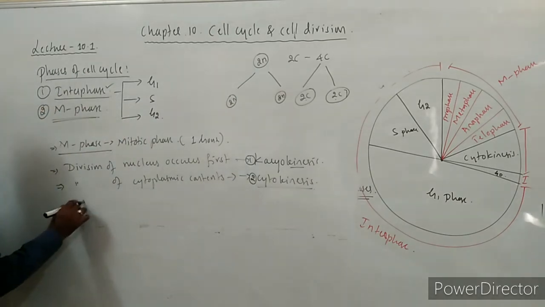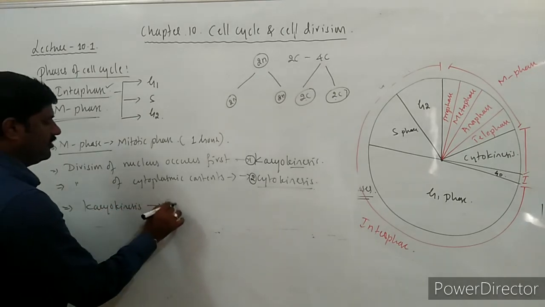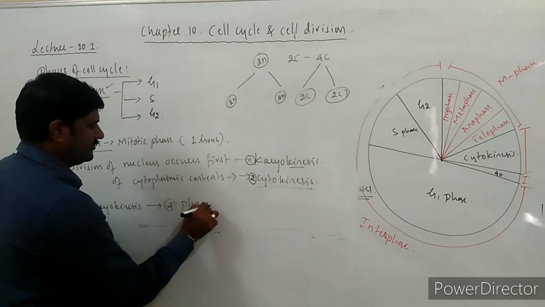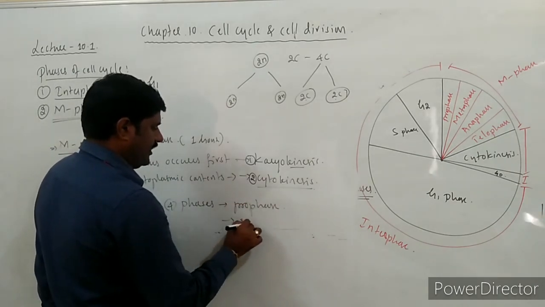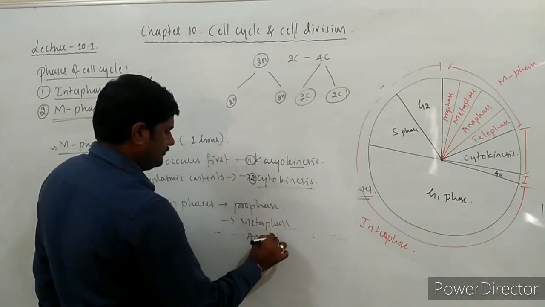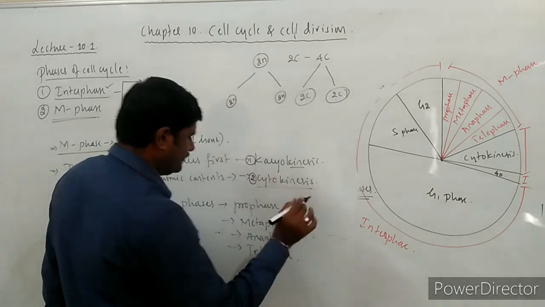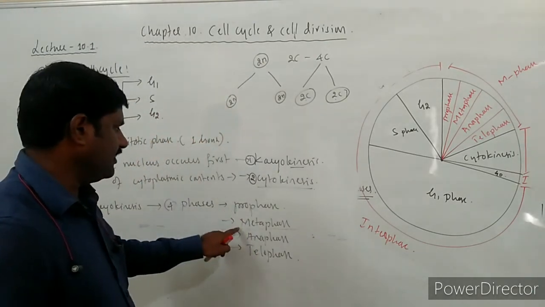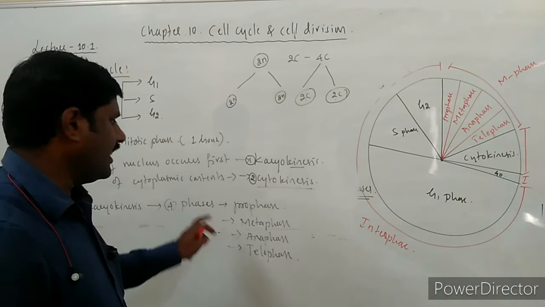So during karyokinesis, there we come across 4 phases. Those are prophase, metaphase, anaphase, as well as telophase. These are the 4 phases that we come across in karyokinesis.